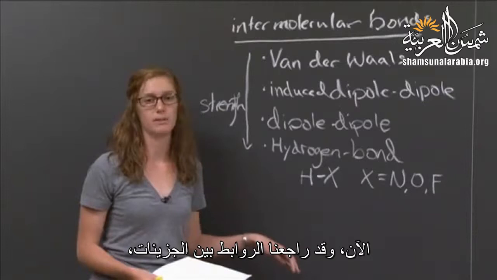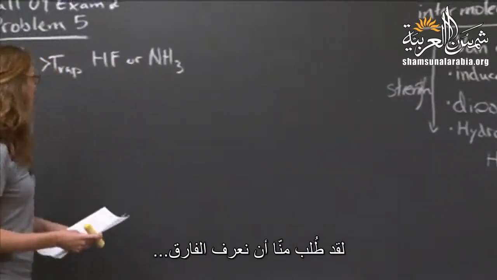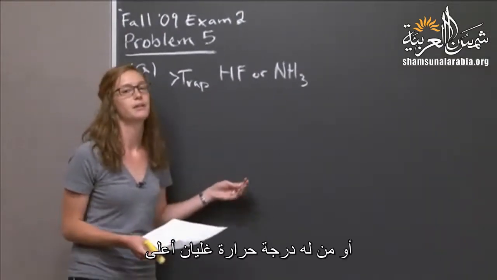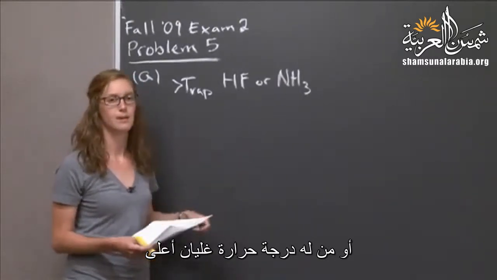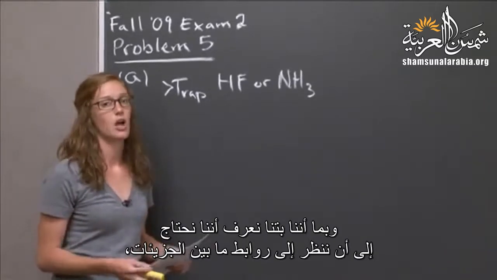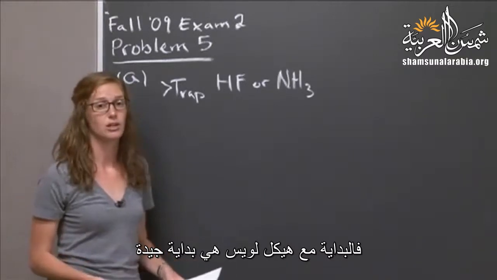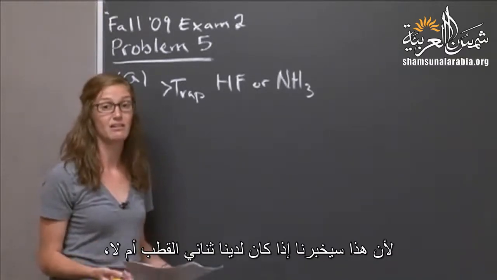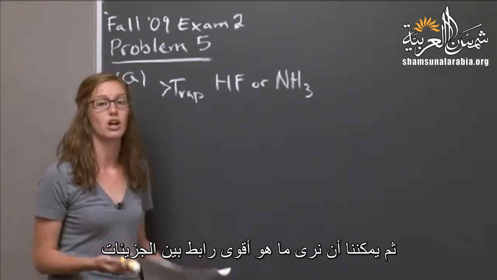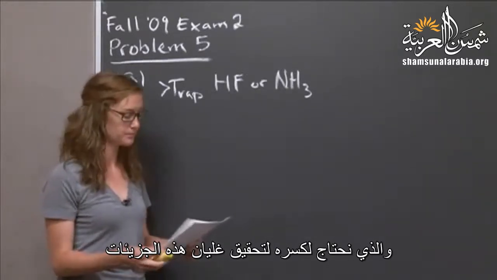So now that we've reviewed intermolecular bonds, let's go back to the problem. We were asked to figure out which one has a higher temperature of boiling. So that's a relative thing. And as we now know that we need to look at intermolecular bonds, a good place to start is with the Lewis structure, because that will tell us if we have dipoles or not, and then we can see what the strongest intermolecular bond is that we need to break to boil these molecules.